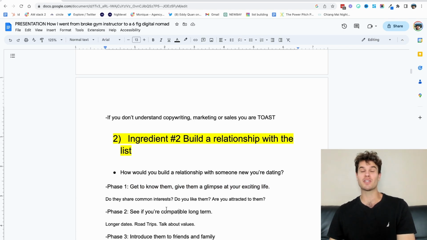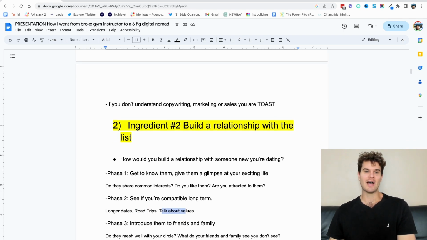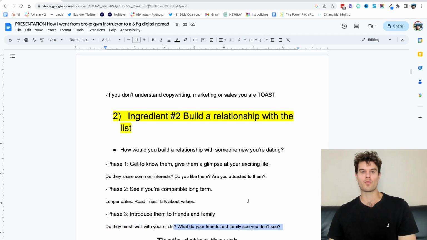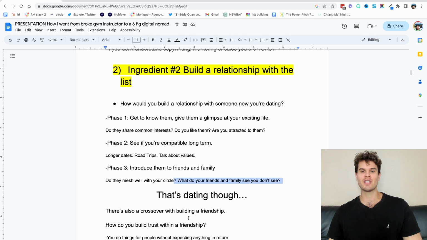The second phase is that we want to see if you're compatible long term. So you might go on longer dates, some road trips, might talk about values. And the third phase of dating, for instance, is that you'll introduce them to your friends and family, and you want to see if they mesh well with your circle. What do your friends and family see that you don't? Right? That's dating.